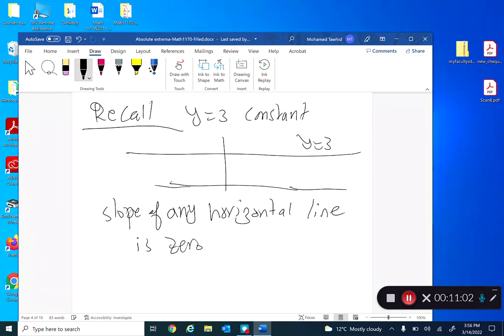Why? Because the slope is the change in y over the change in x, but y is fixed. There is no change in y. So if you take two numbers for x, say 1 and 2, you get 3 minus 3 over 2 minus 1. So what did you get? You get 0 over 1, or 0 over any number, which is 0. So the slope of any horizontal line is 0.